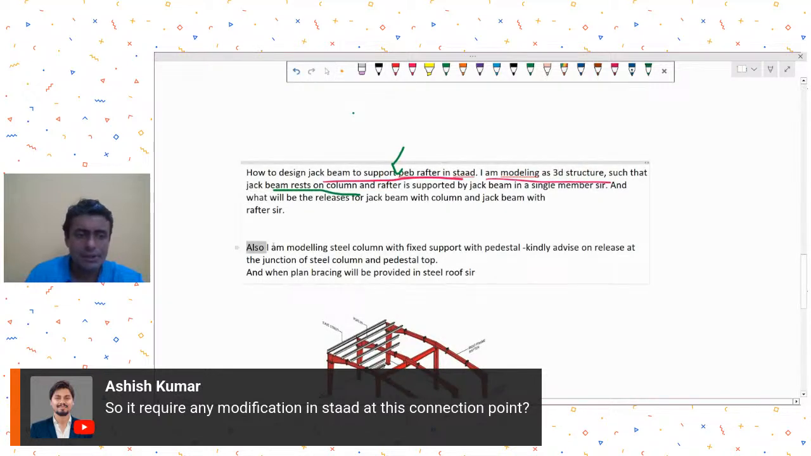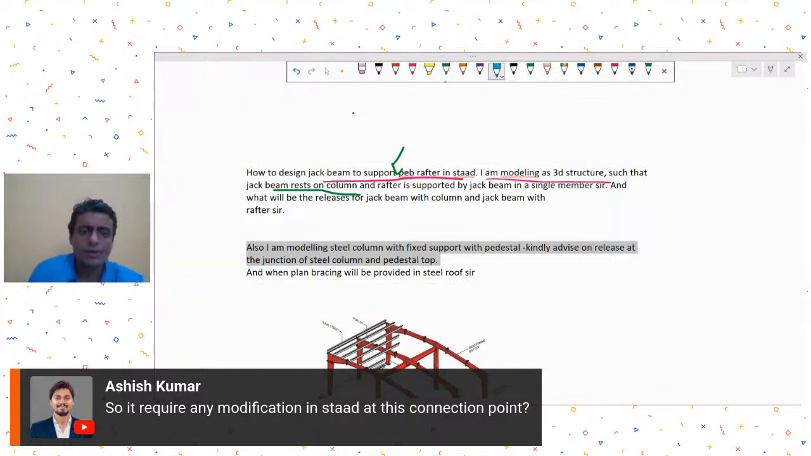His next question is, also I'm modeling a steel column with fixed support with pedestal. Kindly advise on the release at the junction of steel column and pedestal top. No, so already you said you are providing a steel column with fixed support.